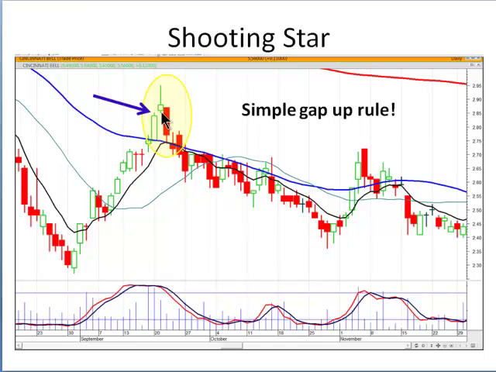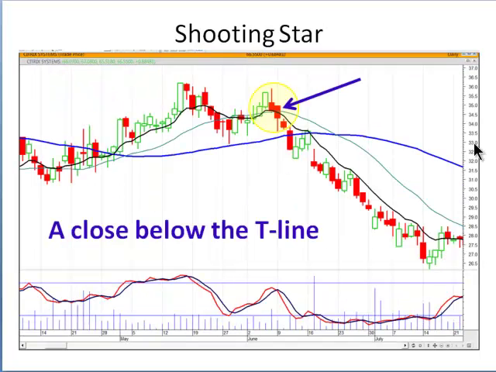If this opened, gapped up, and closed up here, you're still in an uptrend. There's no selling. But that gap up followed by a candlestick reversal signal allows you to get out of this position immediately on any weakness the next day. A shooting star signal followed by a close back below the T-line is a good indication you're going to be in a downtrend.